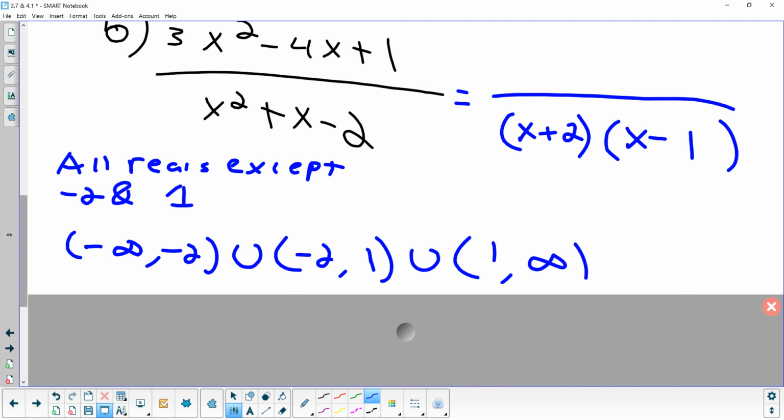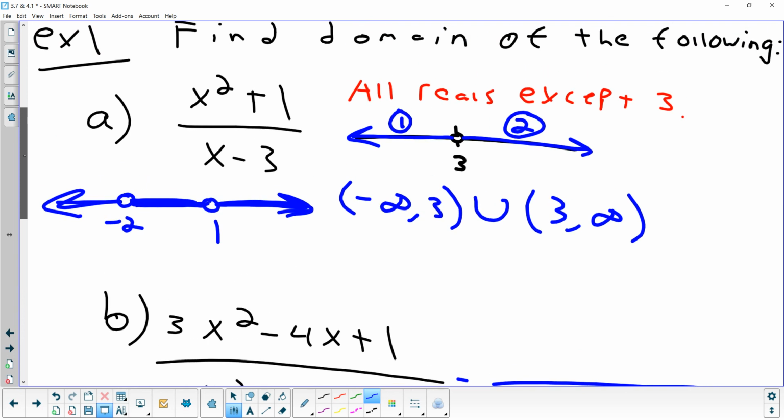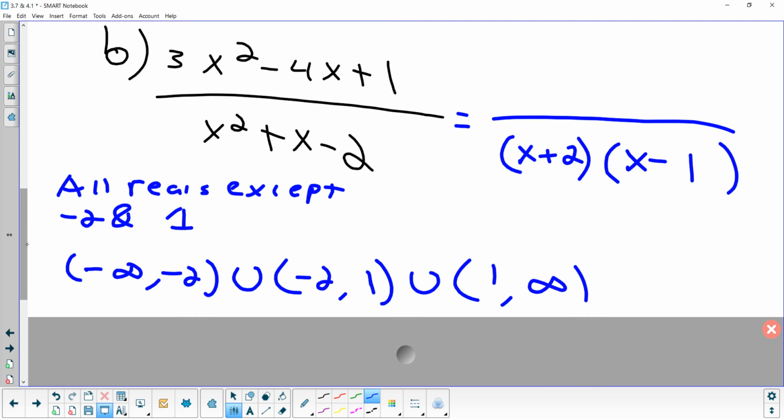Okay, so a little bit harder because you couldn't get the root as easily as in example A. Example A is already factored, there's nothing to factor. But if it's not factored, factor it first.